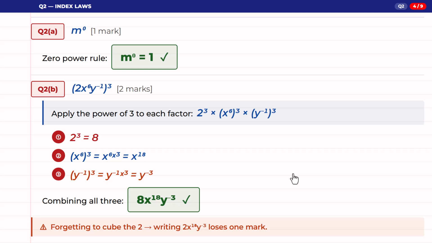The most common error: students forget to cube the number 2 at the front and write 2x to the 18 y to the minus 3. That loses a mark. Question 3. 3 parts, 5 marks in total.